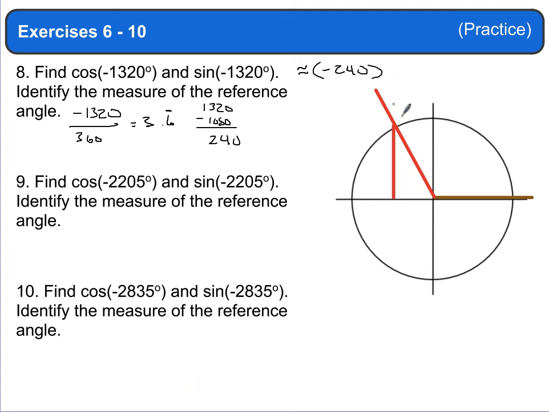We can then note that if this is 240 and this is 180, then this difference here is 60 degrees. This would be 30. This would be our 90. And so that means this would be negative 1/2, and this would be the square root of 3 over 2. So then we could say that the cosine of negative 1320 is negative 1/2, and the sine of negative 1320 is going to be the square root of 3 over 2.